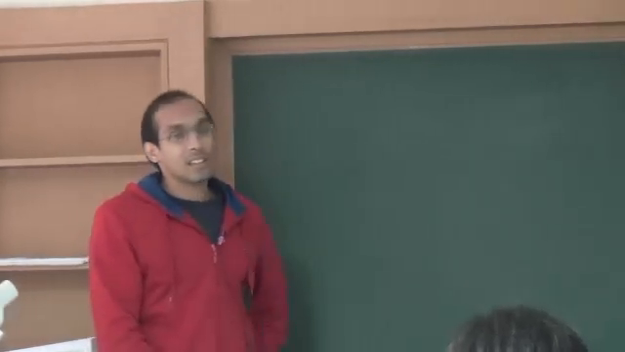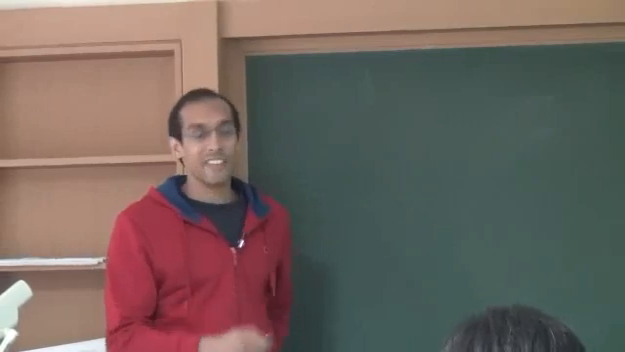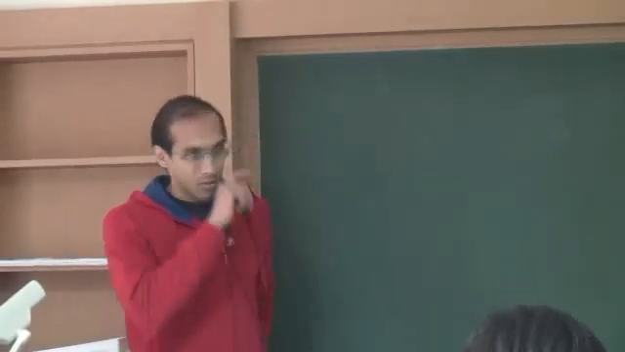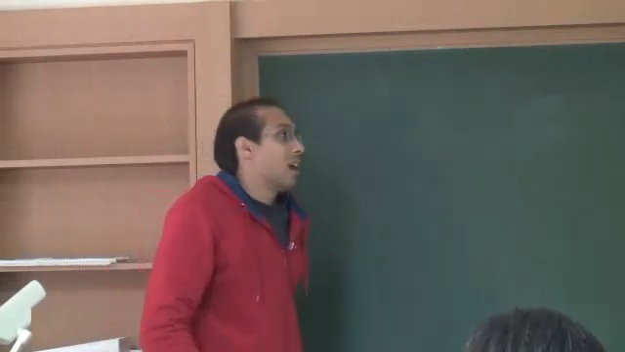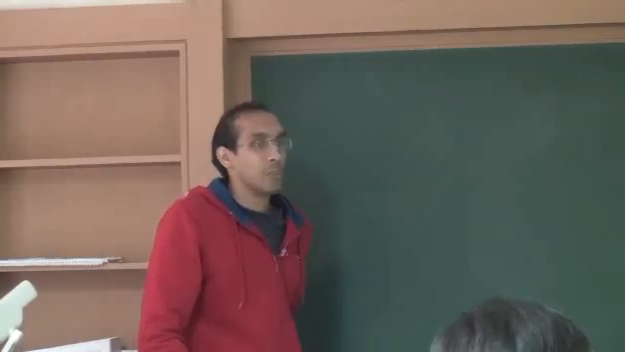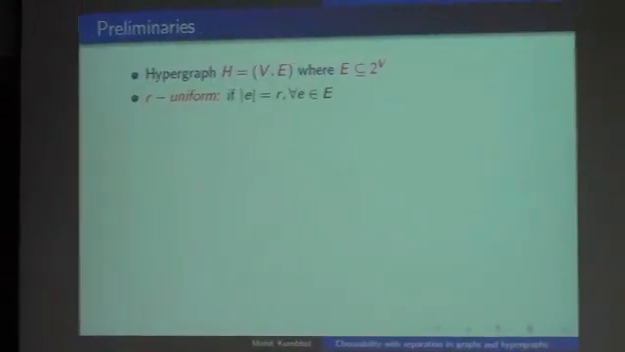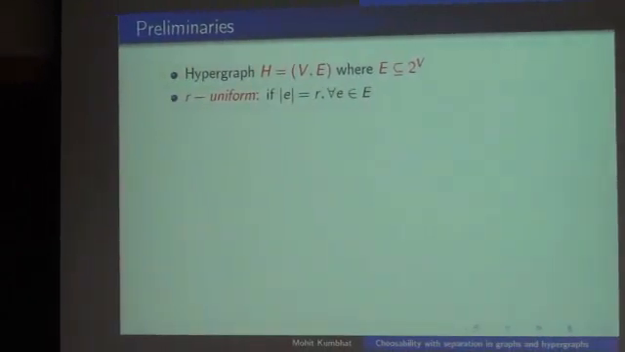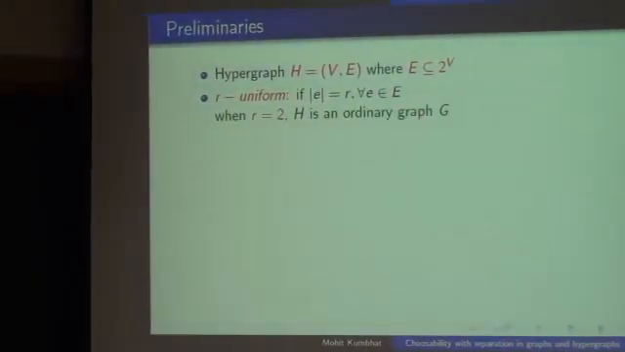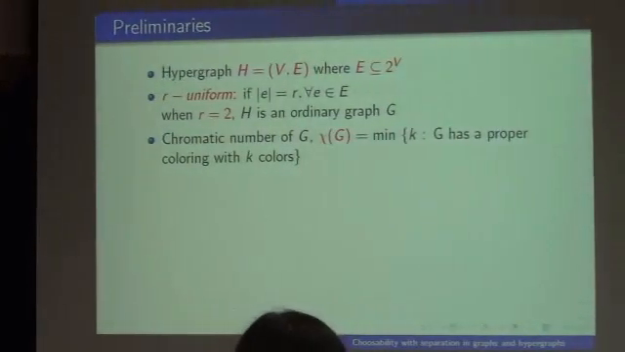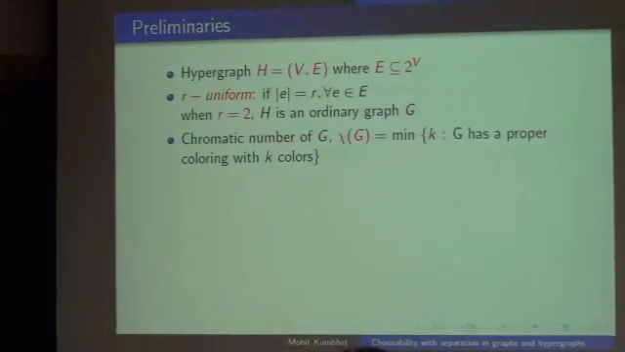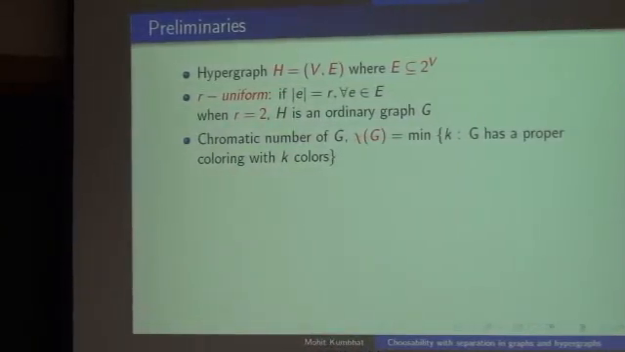This is about choosability and a slight variation of that problem. So let me just very quickly go over the preliminaries. A hypergraph H is a pair (V, E), where V is a set of vertices and the set of edges E is a subset of the power set. It's called r-uniform if all the edges have size r, and when r is 2, it's an ordinary graph that we know. The chromatic number of G, denoted by chi(G), is the minimum k for which G has a proper coloring.